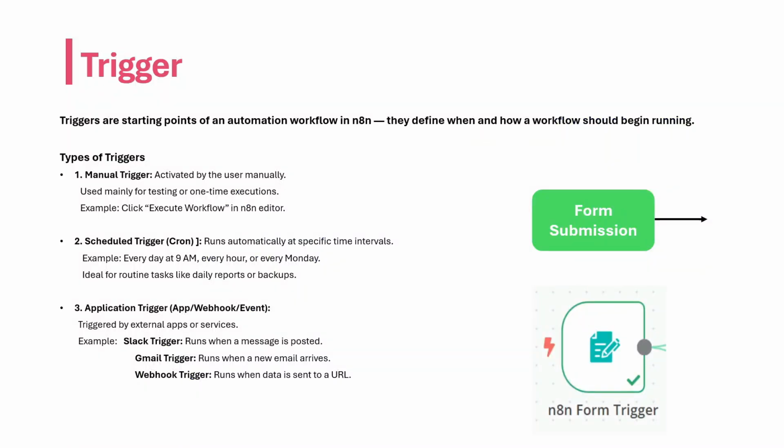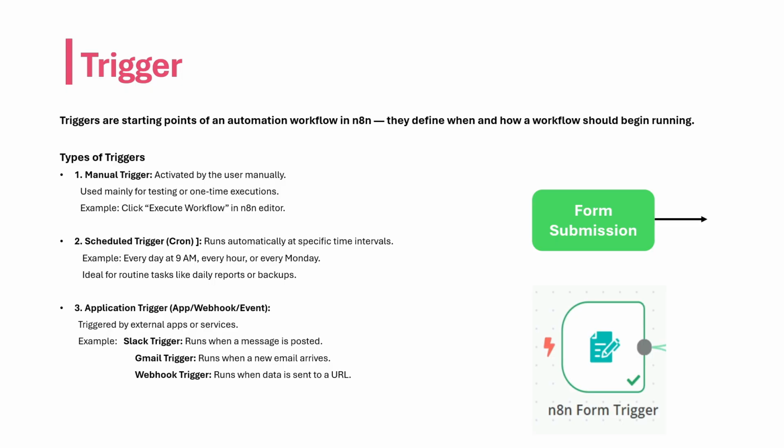Here there are certain types of trigger. First is the manual trigger, which is activated by the user manually, used mainly for testing or one-time execution, like clicking execute workflow in the n8n editor, which we will discuss in later videos.